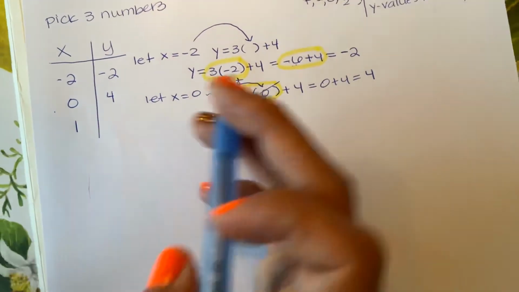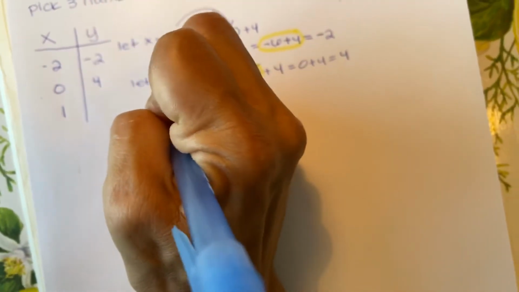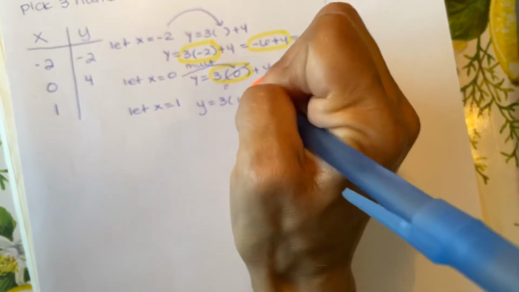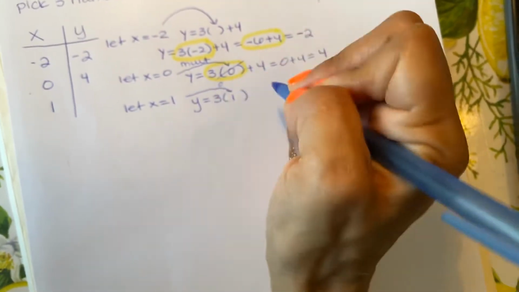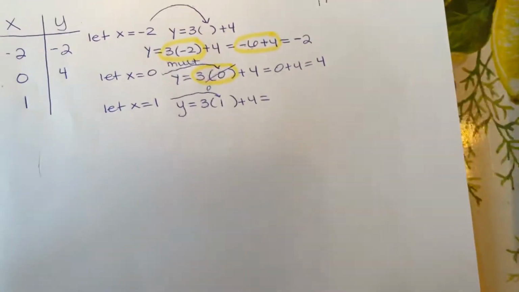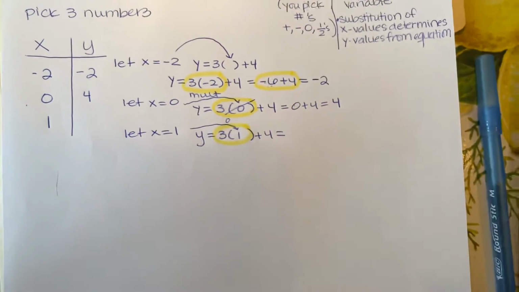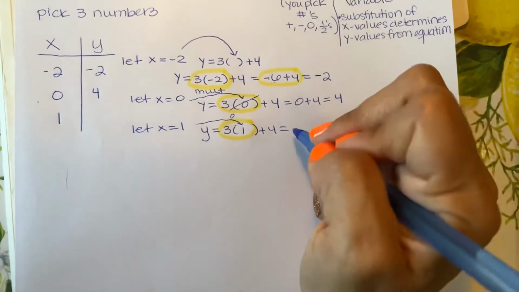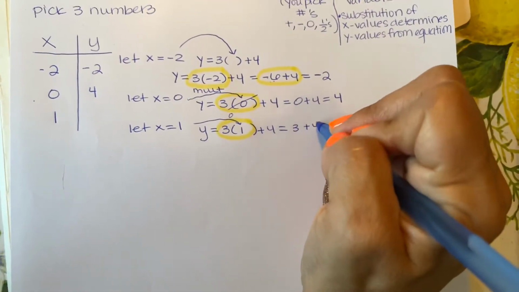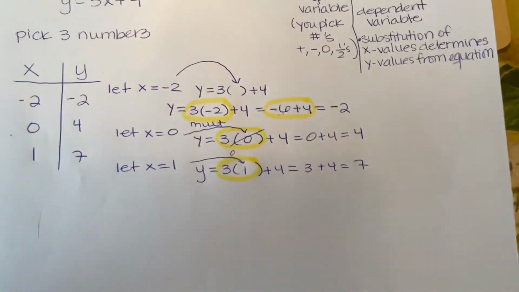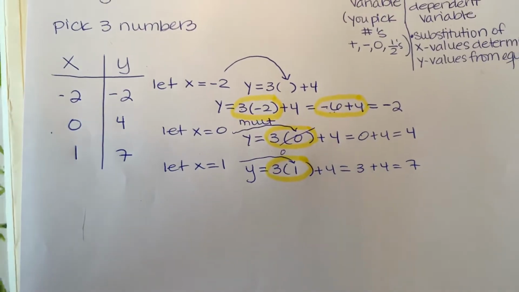Okay, so now we're going to let x equal 1. All right, let x equal 1. So y equals 3 times, you're going to substitute the 1. So I'm just going to go ahead and throw it in now, right? Hopefully you're okay with that. I'm going to multiply. So what's 3 times 1? I get 3 plus 4, and I get 7. Okay, so that's the substitution work.